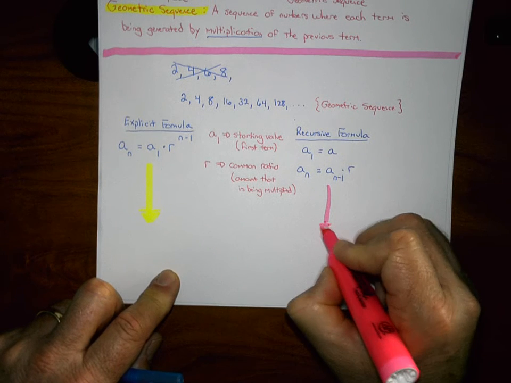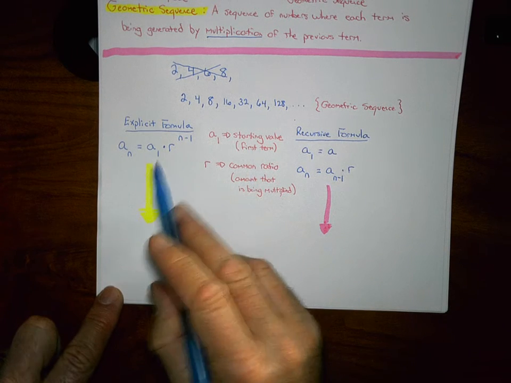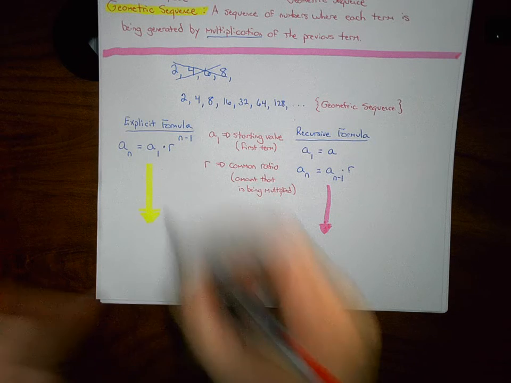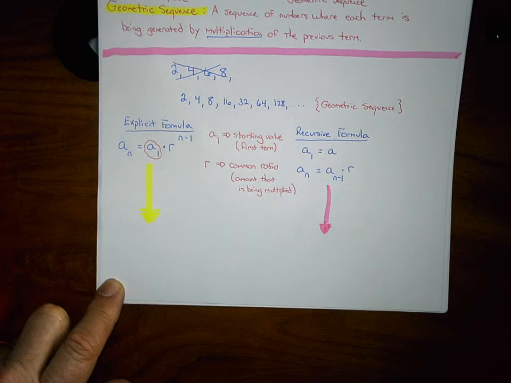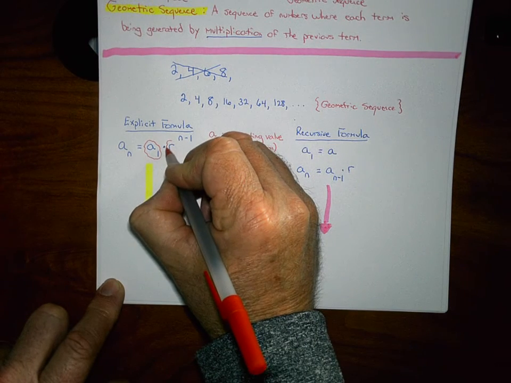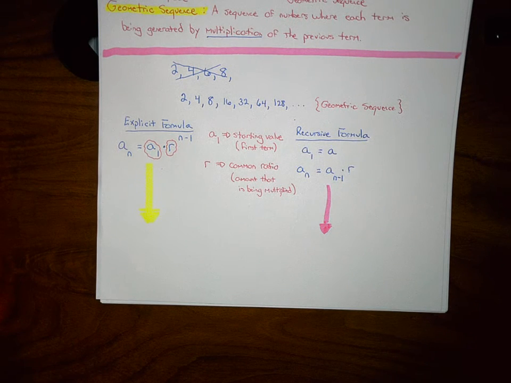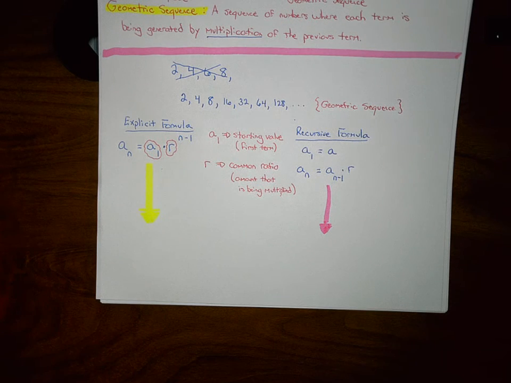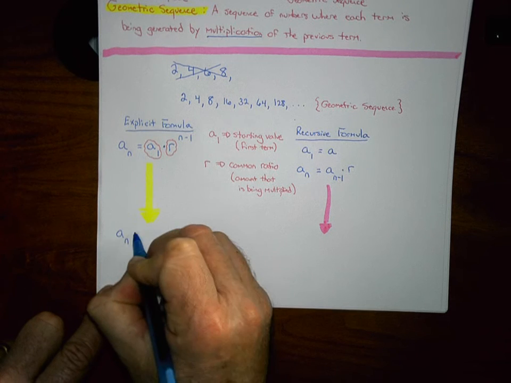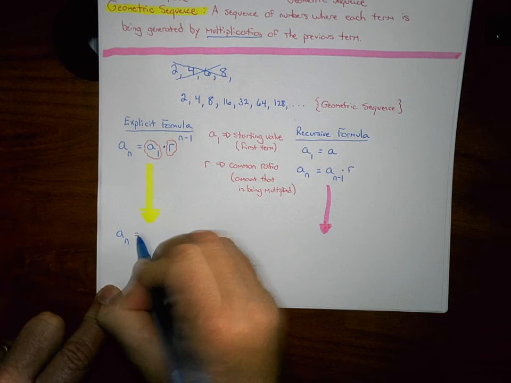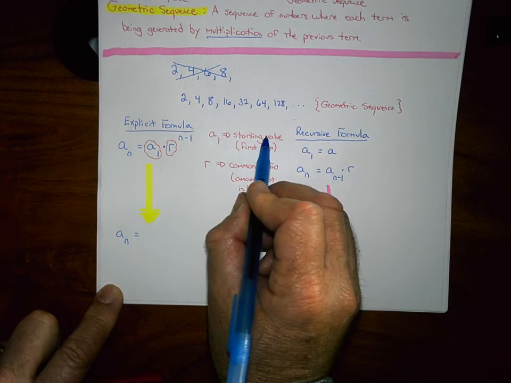All right, so the explicit formula. When we have the explicit formula, you are going to put a number in the place of the a subscript 1 part. You are going to put a number in the place of the r part, and everything else in the formula you're going to leave exactly as it is. So the a subscript n will stay a subscript n. The equal sign will stay an equal sign. Now the a subscript 1 is going to be your starting value, which is 2.